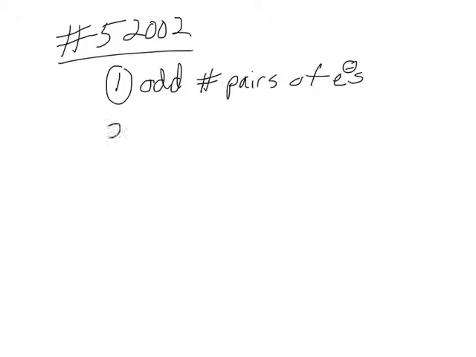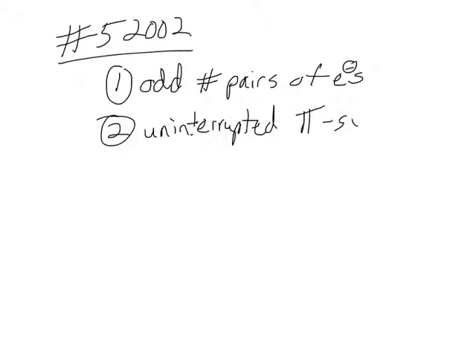What's the second thing you need? An uninterrupted pi system, orbitals, pi bonds. Which basically means what hybridization state can it not be? It cannot be sp3, ever. And so then it's pretty easy when you look there and say which one of those for number 5 doesn't qualify for this. A, right?